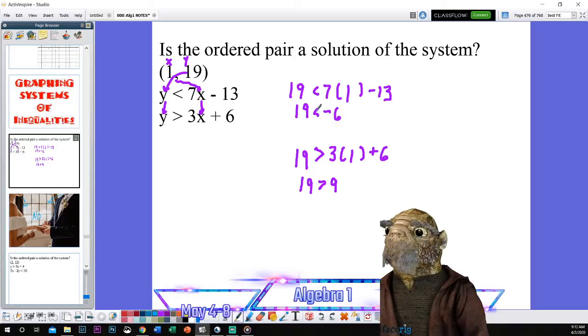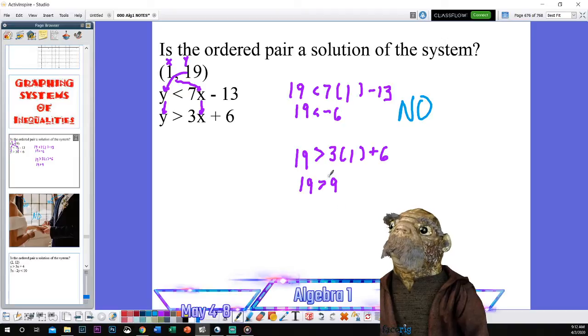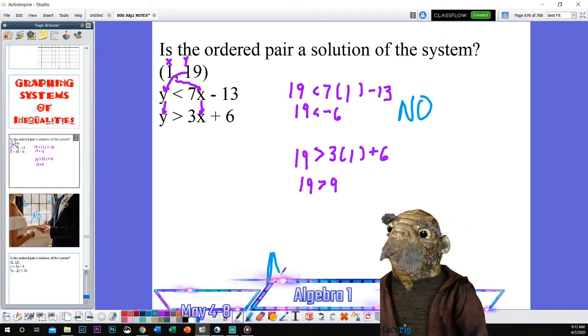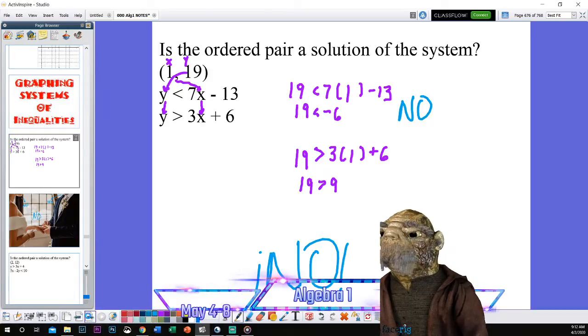Alright, so is this pointing to the colder temperature? Well, the answer was no. So I don't even have to look at this one. I know that my overall answer is no. Or as we say at my house, no. Alright, let's move on to another.